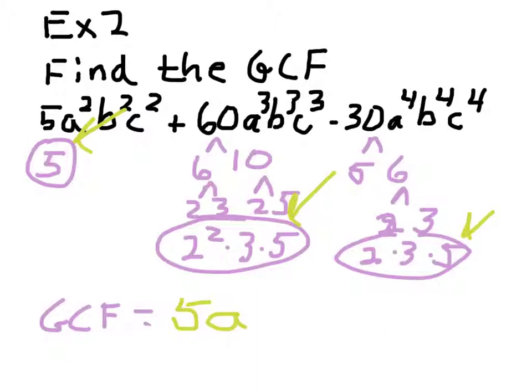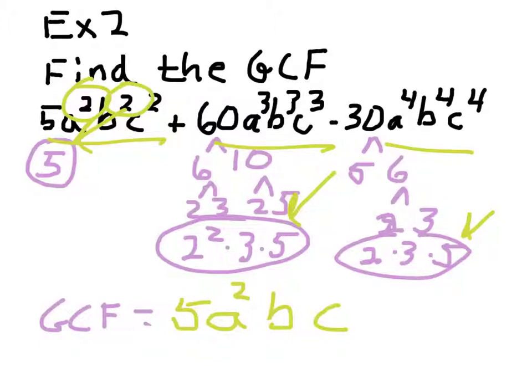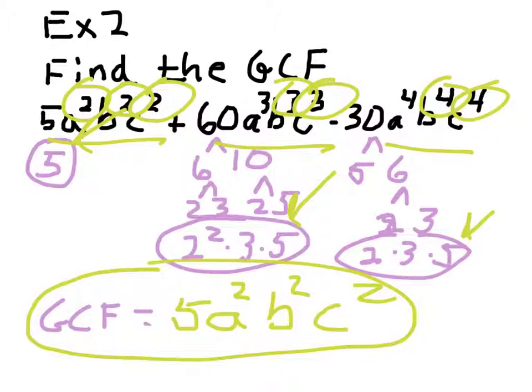So I have so many A's, so many B's, and so many C's that are common. How many A's are common in all 3 of these? Choose the lower exponent, 2. You have at least two A's in all of them. You don't have more than two A's common in all of them, do we? Okay, how about B's? Take the lower exponent. I have a 2, I have a 3, I have a 4, lower exponent. How about C's? 2, 3, 4, choose the lower exponent. The greatest common factor is that.